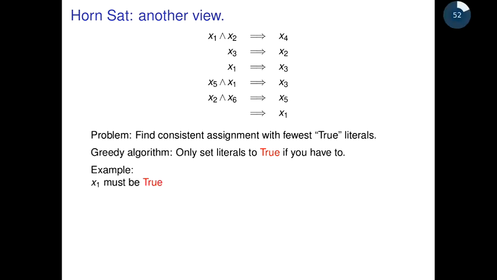Okay. So now x1 must be true, right? So now we say x1 is true. I'm calling it red because it's a bit dangerous. Do you see something else that must be true? I made it colorful for you. So x3 must be true, right? So x3 is true. Do you see something else that must be true?